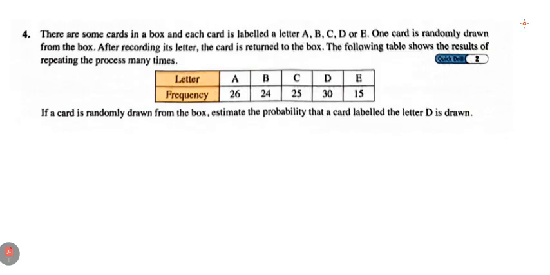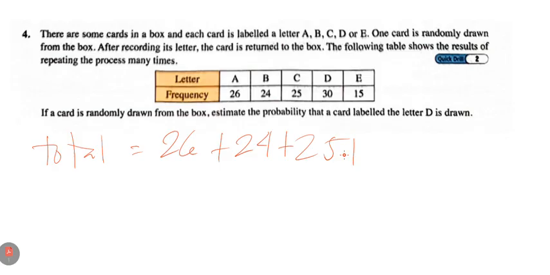Yes, that's right. So what we're going to do down here is solve and find it out. Here, a card is randomly drawn, but first we're going to get the total frequency. Just like the previous one that we solved, we're going to get the total. So the total frequency we have is 26 plus 24 plus 25 plus 30 plus 15.